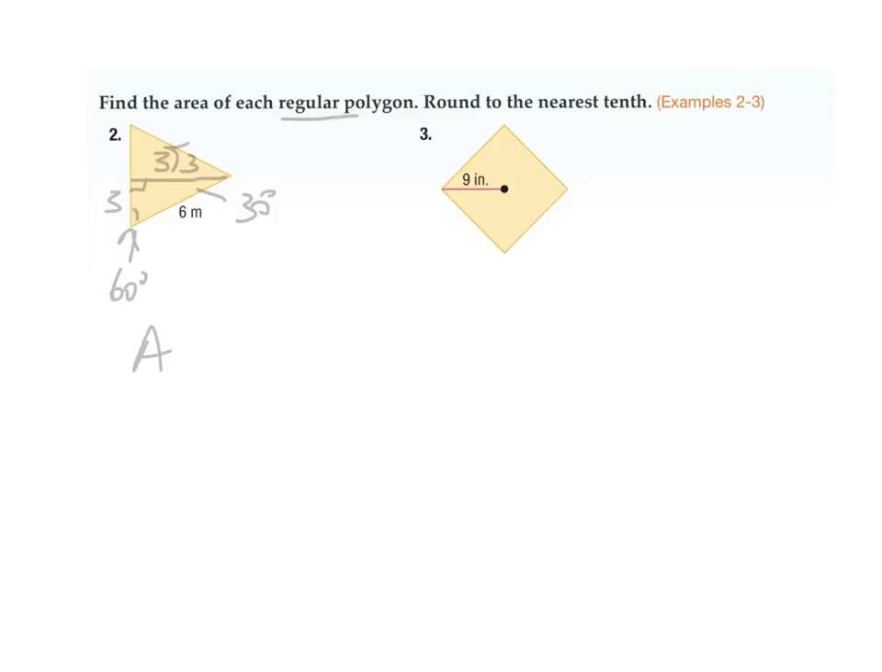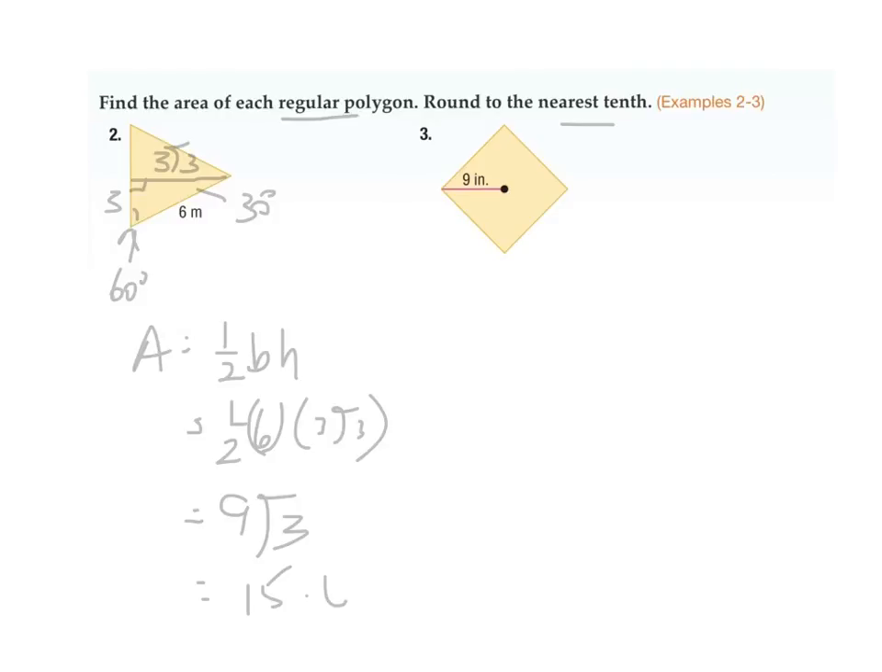So now you've got the formula A equals a half base times height is equal to a half of 6. That's the base, and the height is 3√3, and you're going to finish up with 9√3. Which, if you put that in your calculator, you'll get 15.58. Well, it does say to the nearest tenth, so it's 15.6. And it is meters or miles squared.